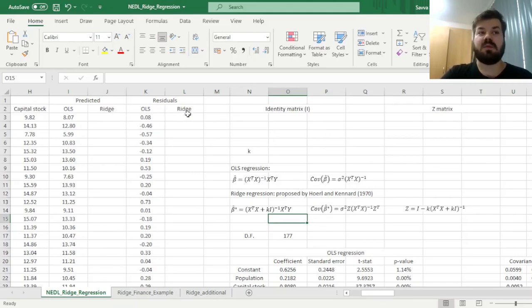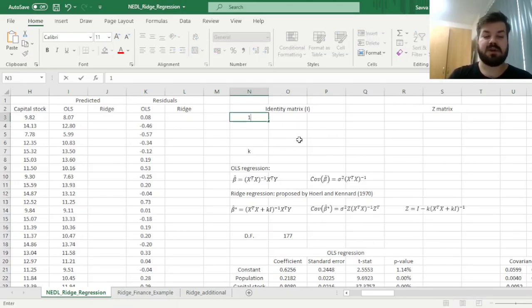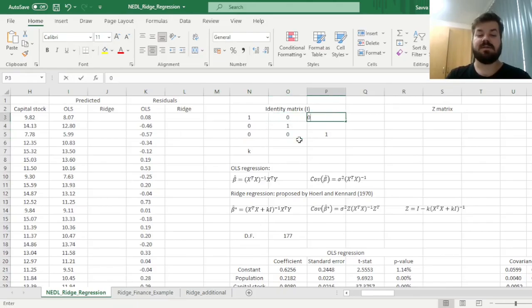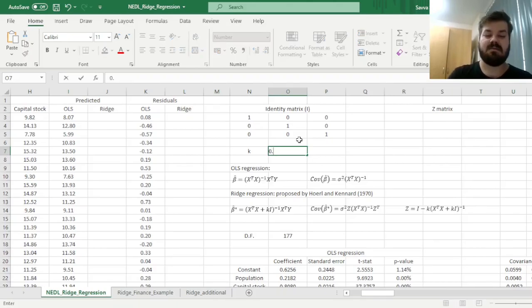And as in our model, we have got the constant, and then we've got two additional variables, our identity matrix needs to be of dimension 3. So let's put it over here. 1, 1, 1 on the diagonal, and zeros everywhere else. And now, there are a number of ways on how to estimate k, but let's just start with eyeballing it. Most of the time, you select k between 0 and 1, but the ridge regression works for any positive k. So here, let's select a k of 0.5.